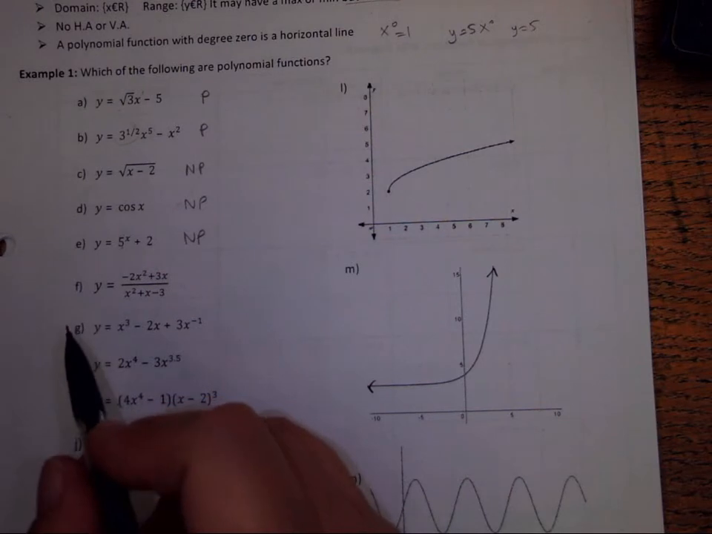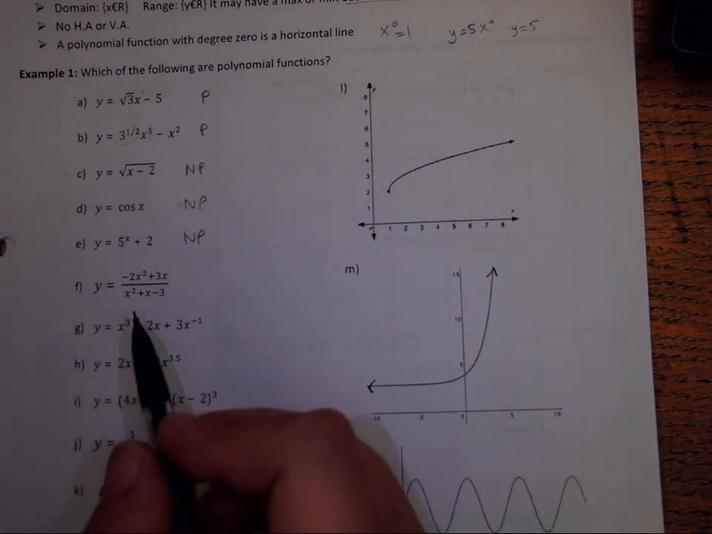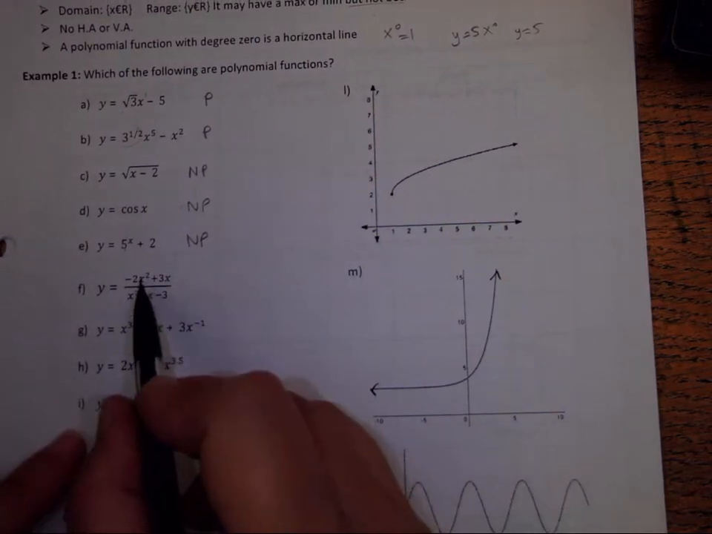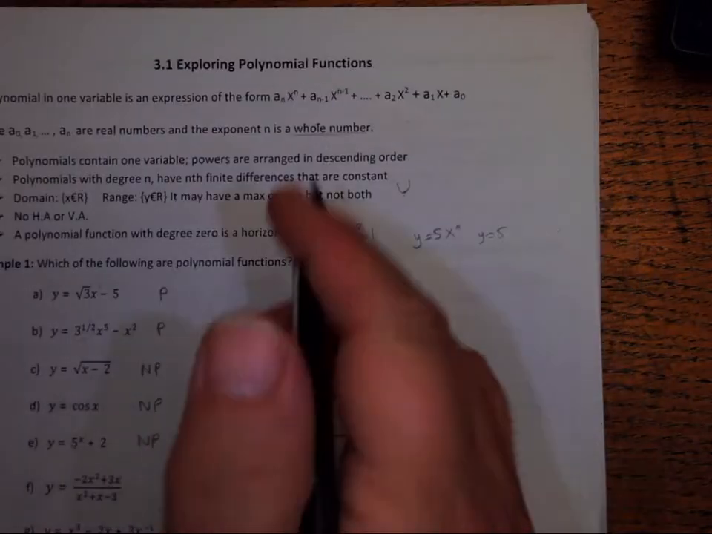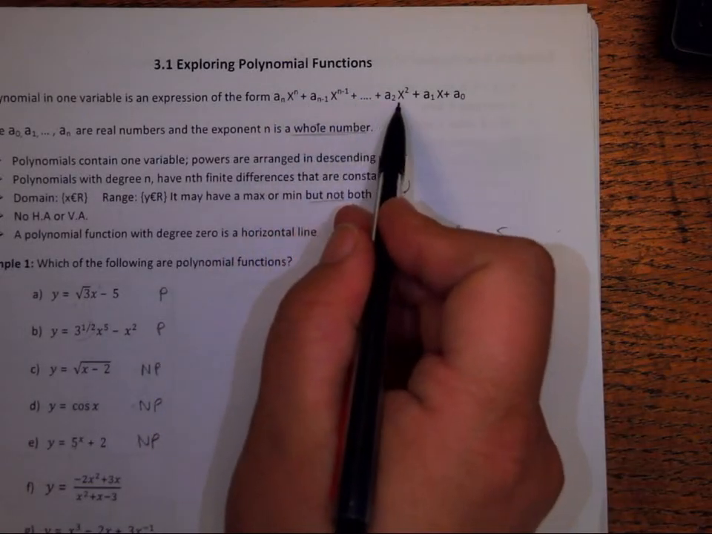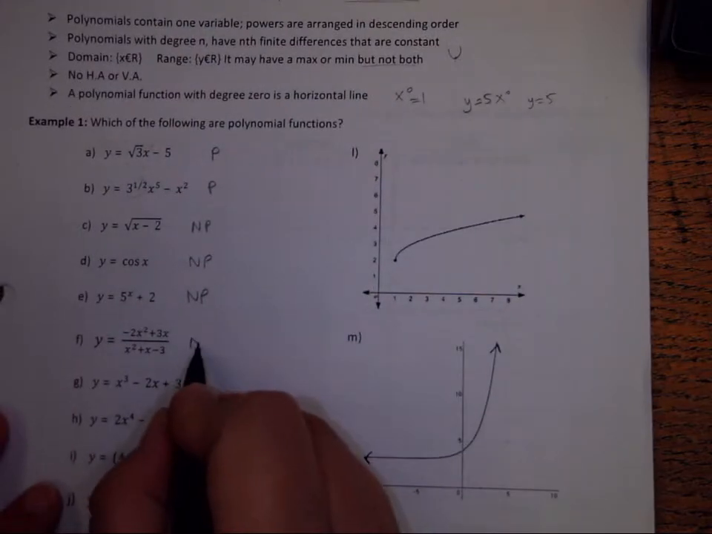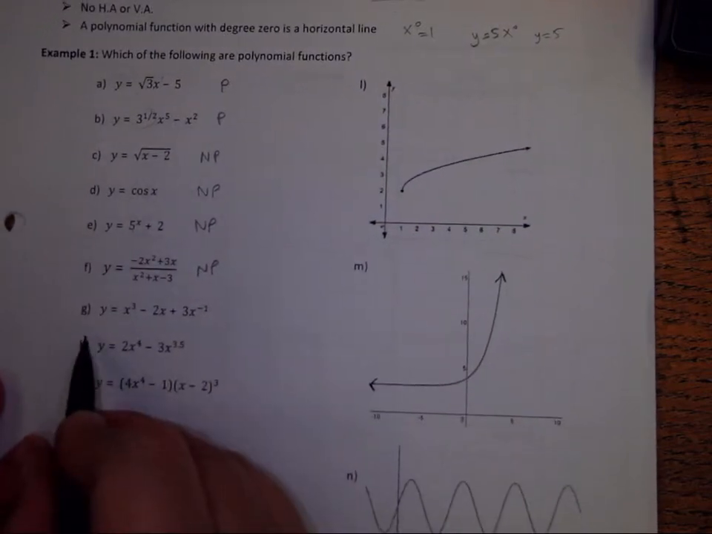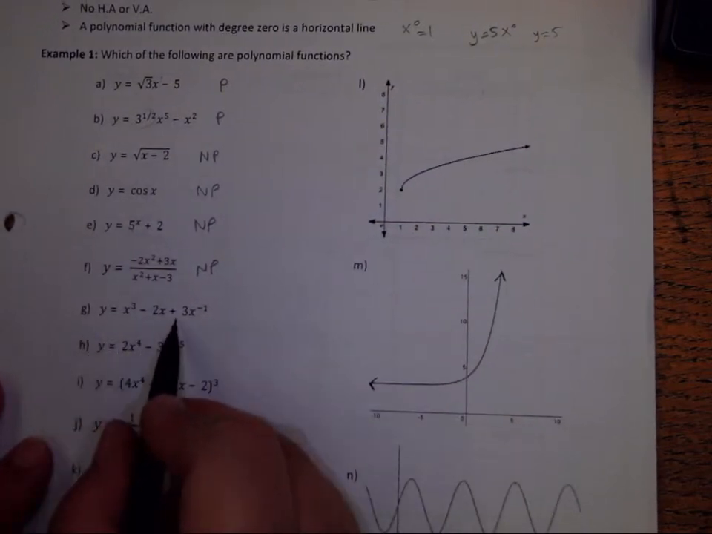The next one, again, this can be expressed that way, so that's a polynomial. G, what do you think?